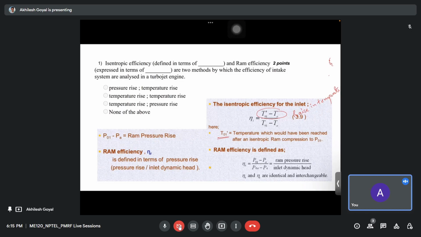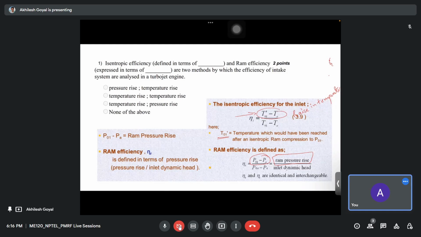And here the RAM efficiency is also defined, that is P01 minus Pa divided by P0a minus Pa. So again here P01 minus Pa is the RAM pressure rise. Okay, so it is the increase in pressure. So here the RAM efficiency is defined in terms of pressure rise, and the isentropic efficiency you can see from this equation is defined in terms of temperature rise.